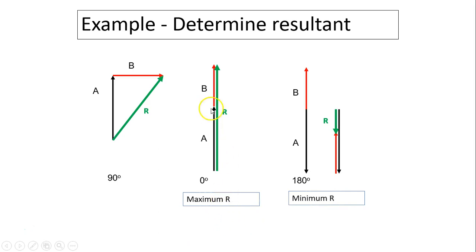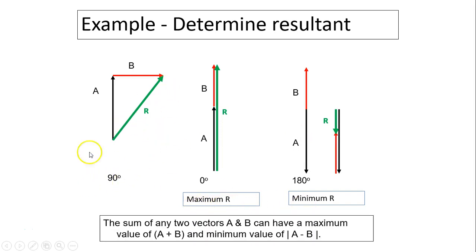So as you can see, when the two vectors are in the same direction, you have a maximum resultant. That's the biggest value you can get for resultant. And when they are 180 degrees apart, you have a minimum resultant. Everything else is in between the maximum and the minimum. So the sum of any two vectors A and B can have a maximum value of A plus B and a minimum value of A minus B.